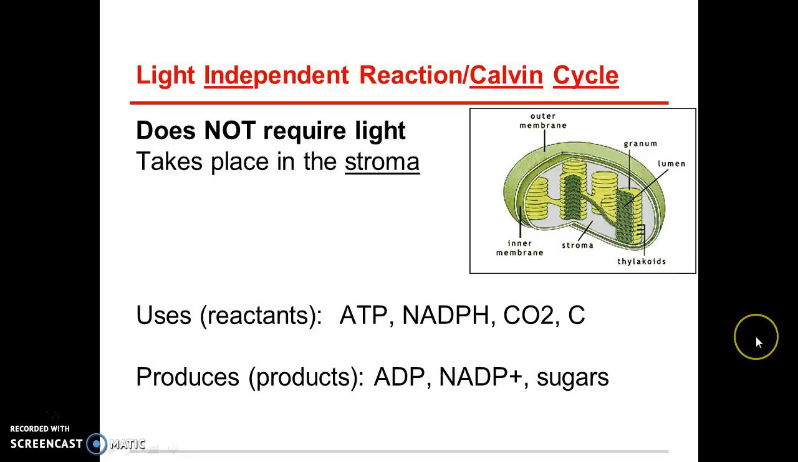Okay, so what goes into the light-independent reaction is actually what came out of the light-dependent reaction. So ATP, NADPH, carbon dioxide from the atmosphere also goes in, okay, and carbon. And then it produces ADP, which because it lost one of the phosphates, because it actually used energy, and it lost a hydrogen, which is also losing energy, so NADP plus, and then sugars come out as the product. You need to know the reactants and products for these.